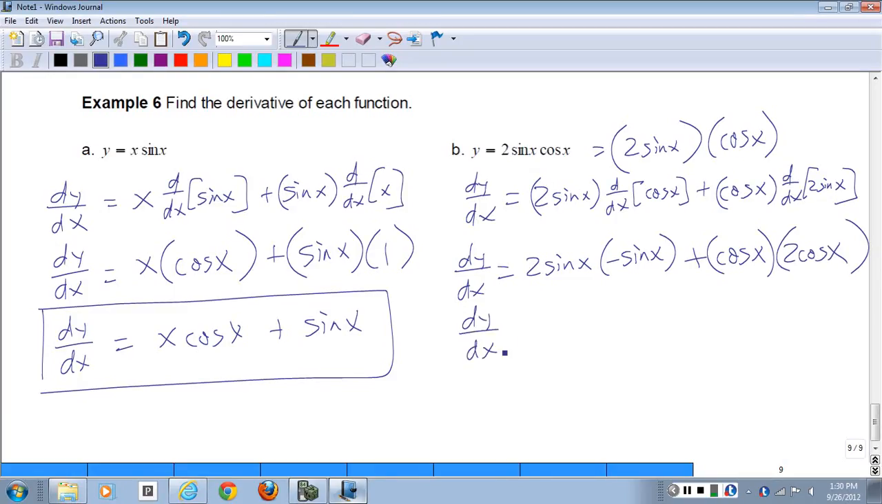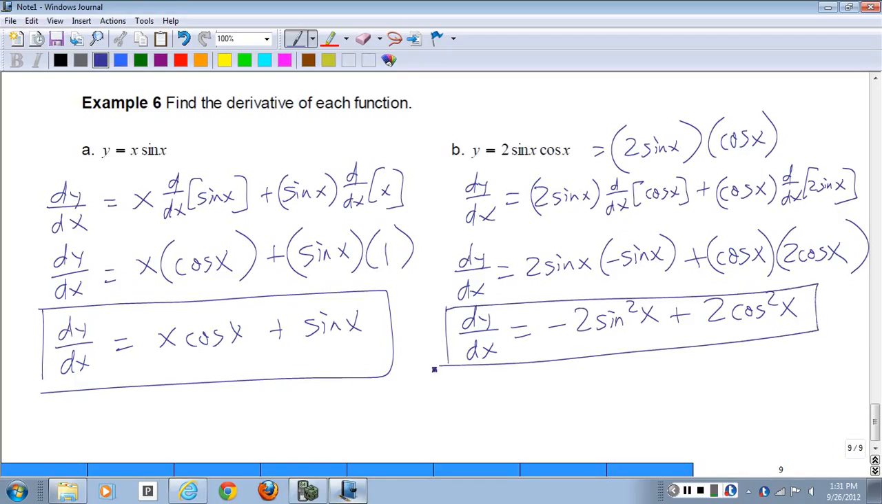dy dx equals negative 2 sine squared x plus 2 cosine squared x. And there are various different ways to rewrite that, but we just can't get a sine squared x plus cosine squared x in there. It just doesn't work itself out. You could actually rewrite this in terms of a double angle formula for cosine, but we won't. We'll just leave it like that.